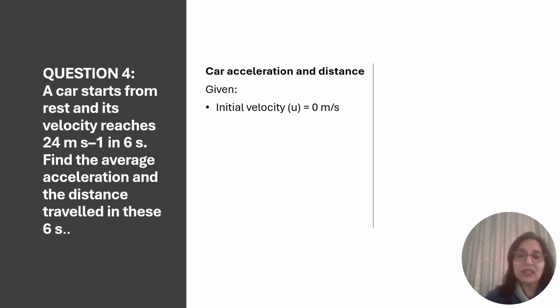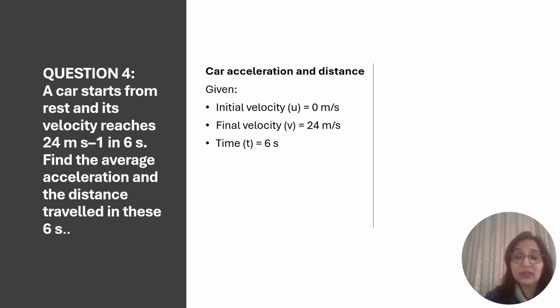So what is given here? Initial velocity, denoted by small u, is 0 meter per second. Now students mostly ask how come the initial velocity is 0? Please remember, students, that according to the question, a car starts from rest. So what will be the initial velocity? It will be 0 meter per second. What is the final velocity here? 24 meter per second. Time given is 6 seconds.